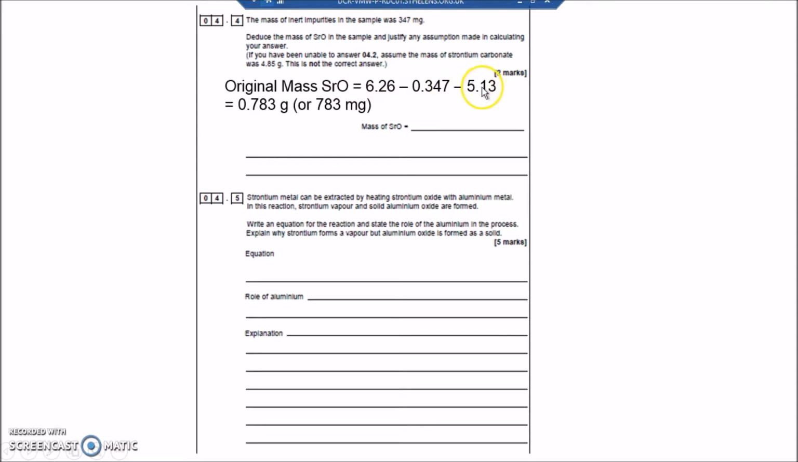Subtract the mass of the strontium carbonate, because remember the ore here, 6.26 grams of ore, has got three things in it. It's got impurities, 0.347, that it tells you here, converted into grams by dividing by 1,000. Strontium carbonate, which we've worked out is 5.13 grams, and the remainder then is strontium oxide. So if I subtract the mass of the impurities and the mass of the strontium carbonate from the original mass of the ore, it will tell me the mass of the strontium oxide that was in the original sample, 0.783 grams.